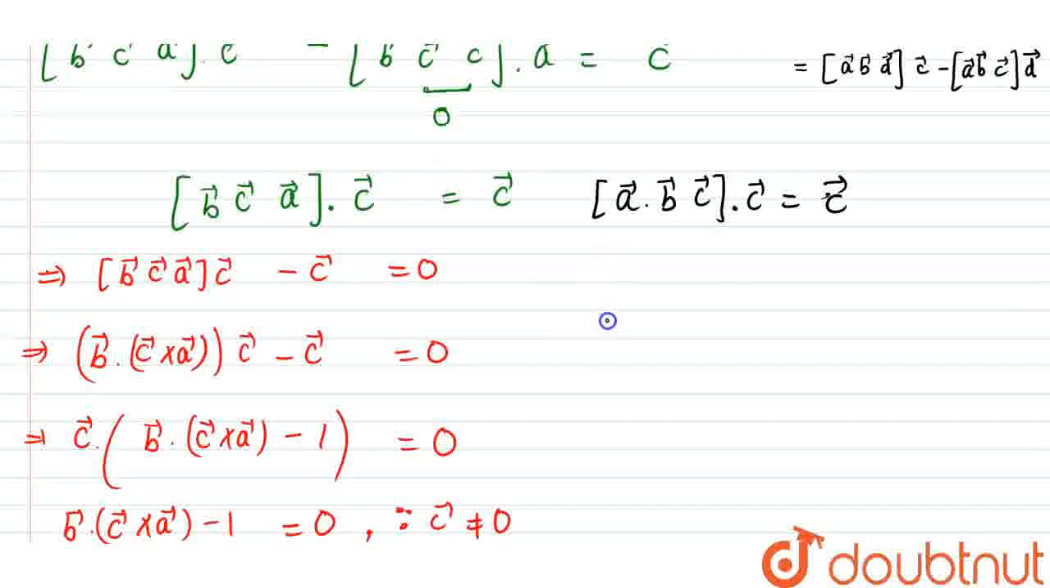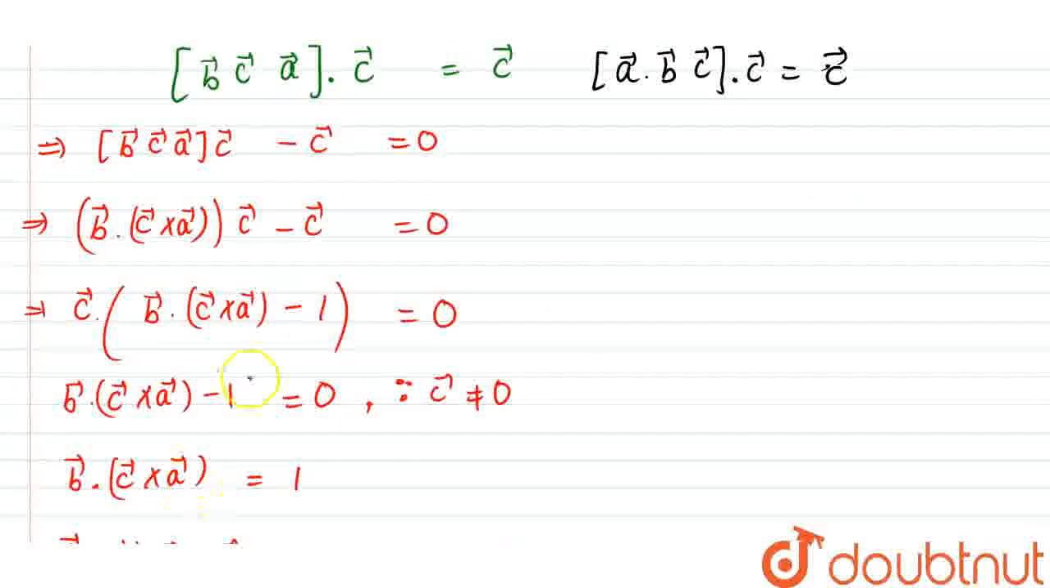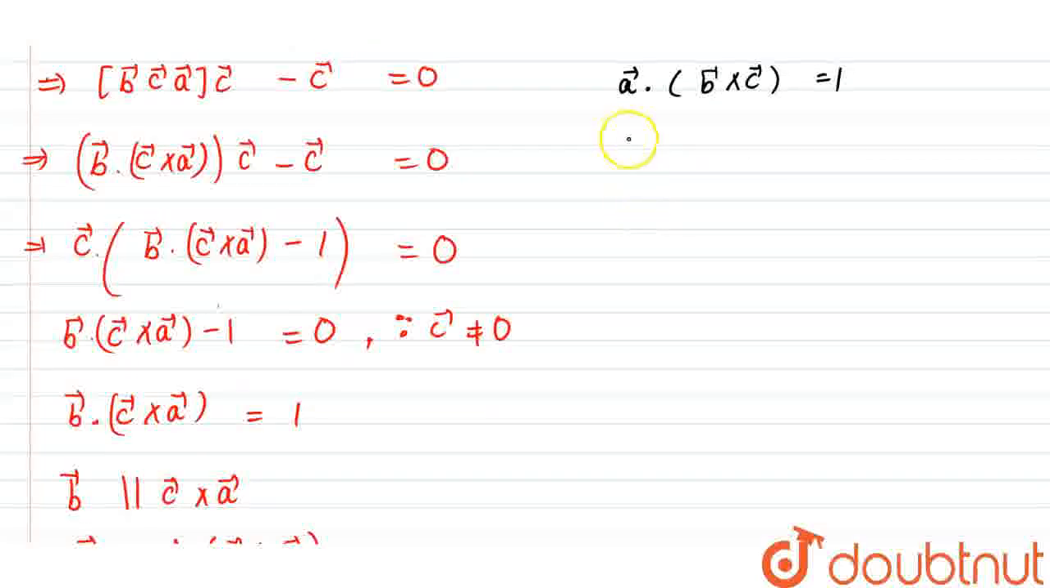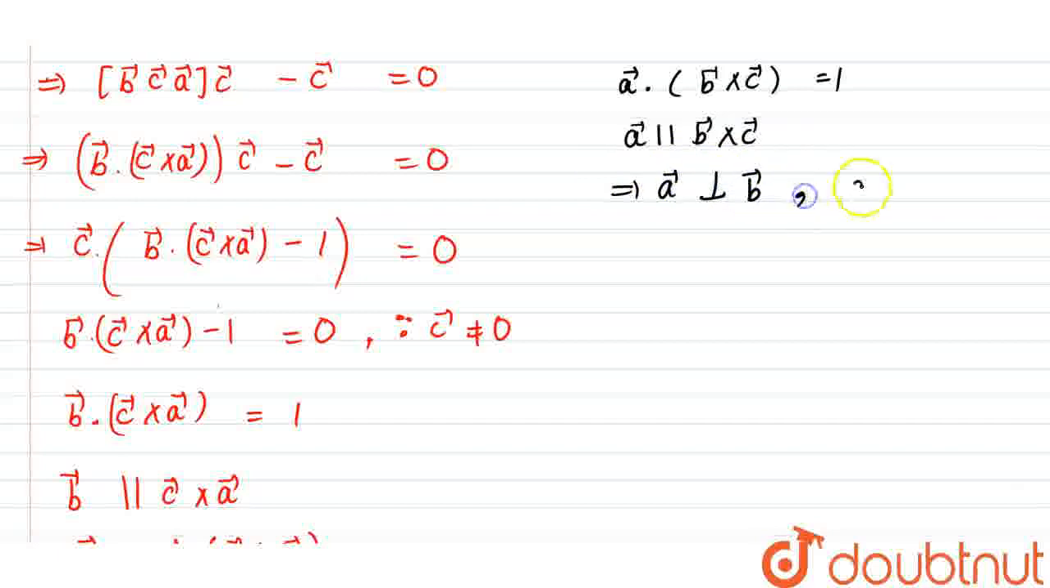And if we solve this on a similar basis, we will get A vector dot, this time it will be B cross C vector. This will be 1, and from here we can say that A vector is parallel to B cross C vector, and this implies that A vector should be perpendicular to B and A vector should be perpendicular to C vector.